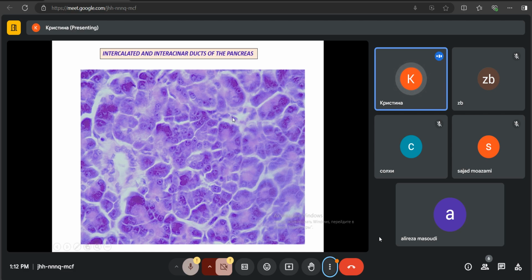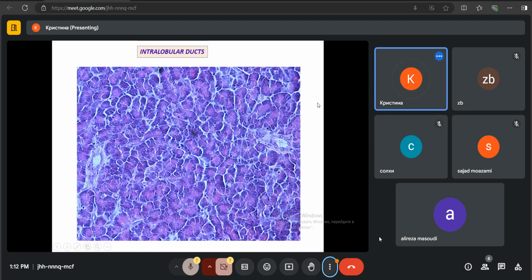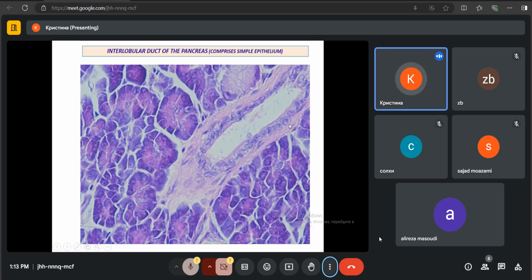Here we see the intralobular ducts, here and here also. They both contain one layer of cuboidal cells, but they are covered with thick layer of connective tissue, unlike the interacinar ducts. But still they are inside the lobules, so they are called intralobular, because they are located inside the lobule. And this one should be the interlobular duct, because it is located in thick layer of connective tissue between the lobules, and it still has one layer of cells.